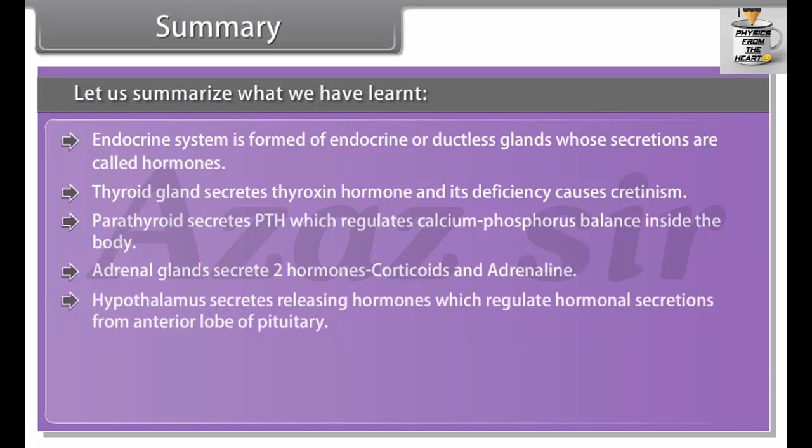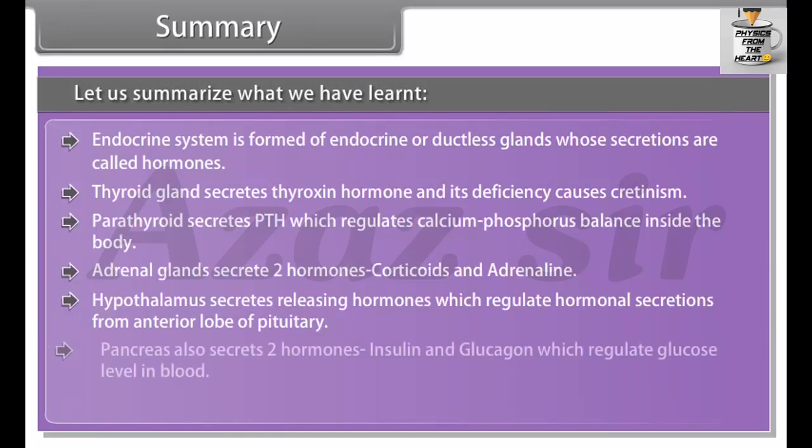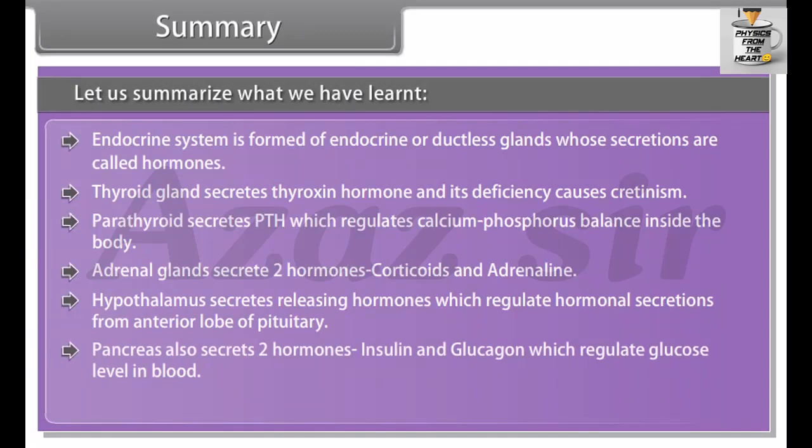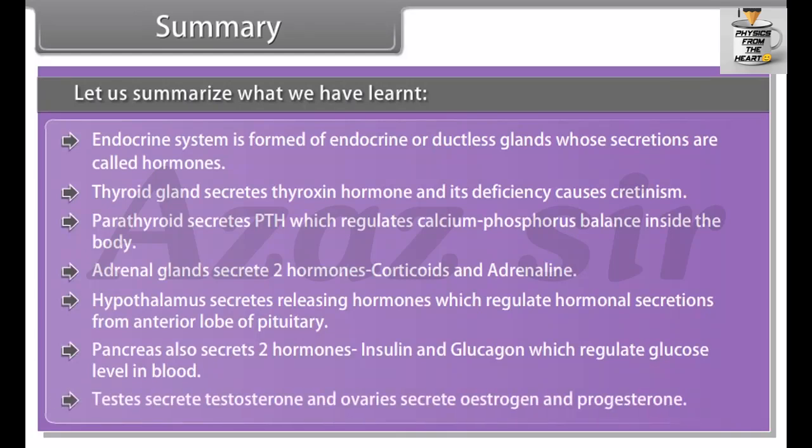Hypothalamus secretes releasing hormones which regulate hormonal secretions from anterior lobe of pituitary. Pancreas also secretes two hormones, insulin and glucagon, which regulate glucose level in blood. Testes secrete testosterone and ovaries secrete estrogen and progesterone.